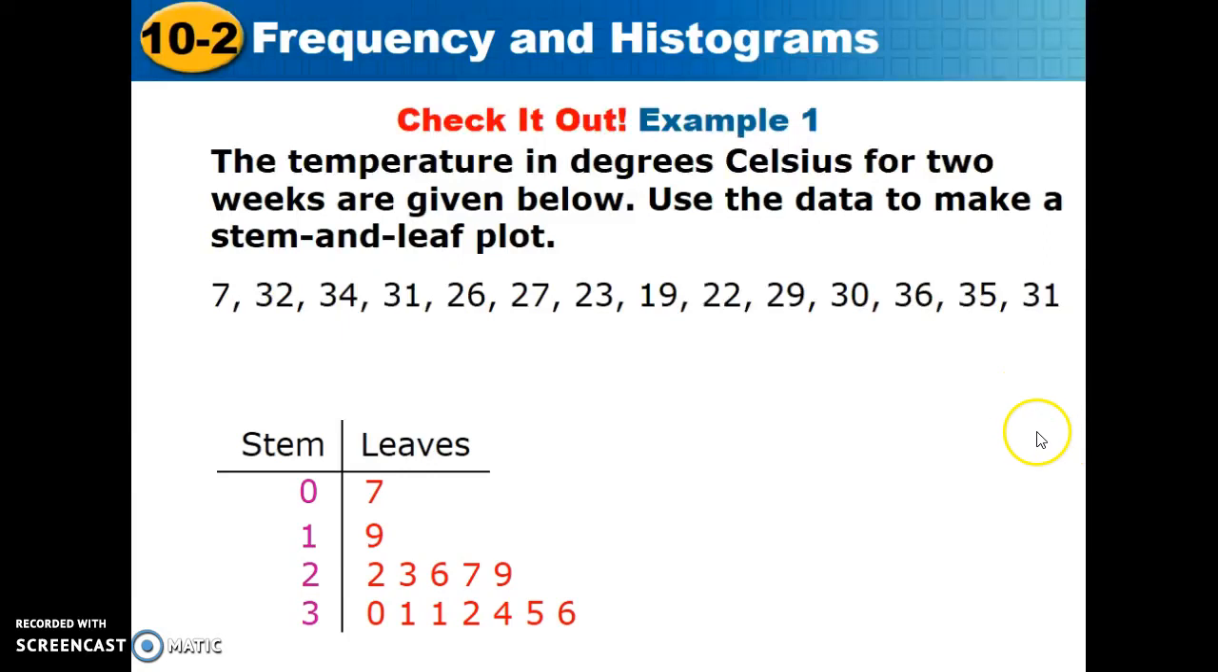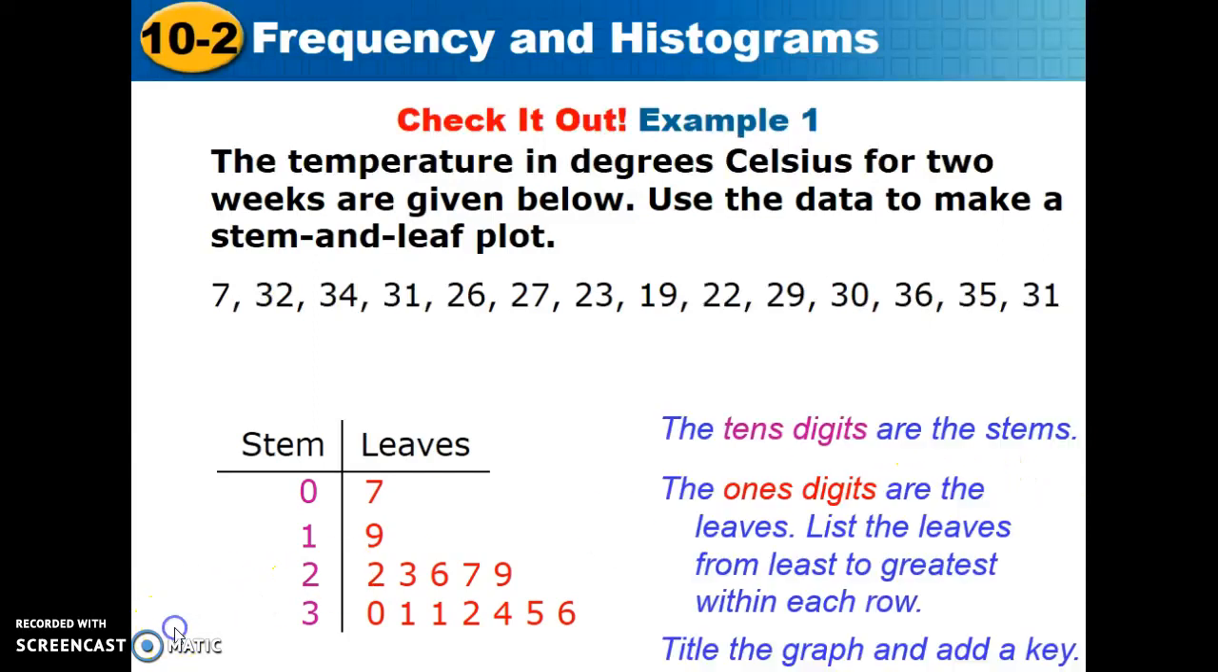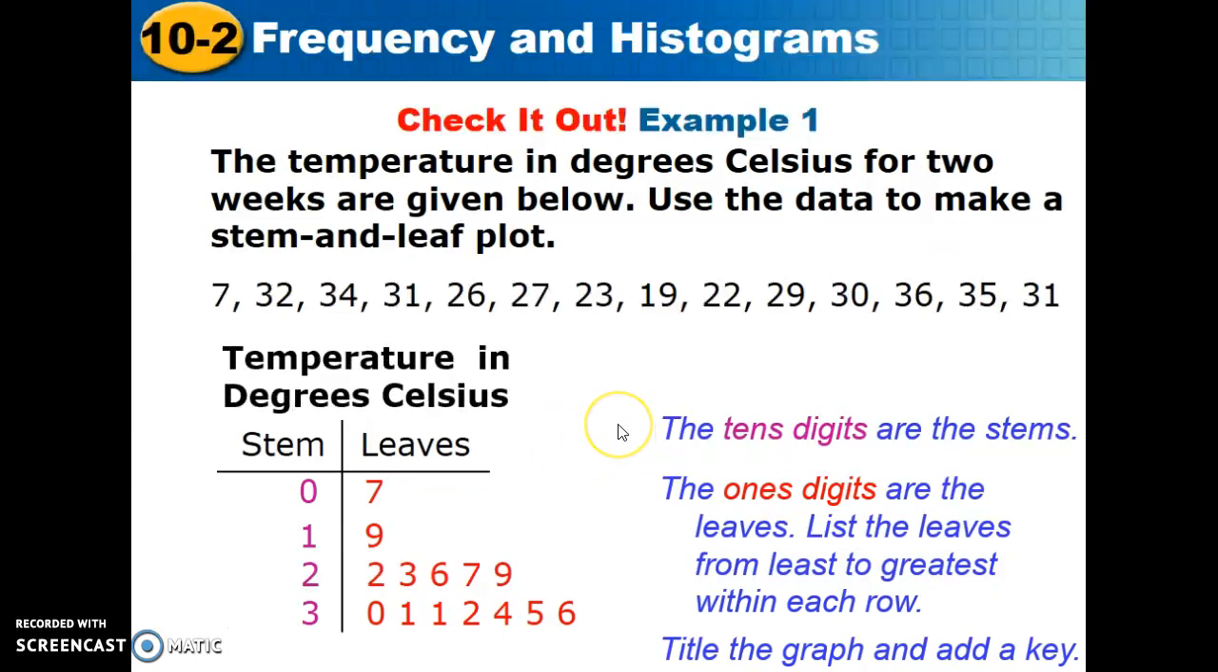Here's check it out, problem number 1. Please do this one and come back to see that you have the same answer. Just as in the other stem and leaves, we can see 7, our only single digit value. We have 19. We have 1, 2, 3, 4, 5 values in the 20s and 7 in the 30s. The tens digits are the stems, the ones are the leaves, and we're going to title the graph temperature in degrees Celsius, and we're going to add our key.